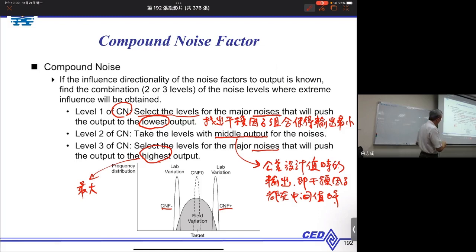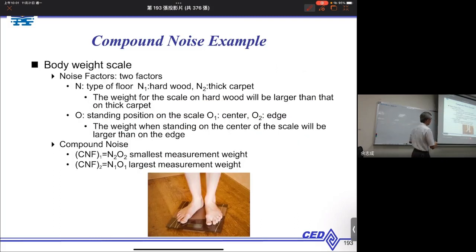Then we can use these 3 particular samples or 2 samples, depending on whether you want to make it 2-level or 3-level, to estimate the SN ratio for each design. Then we can have a good estimation of the influence of the noise factors, and at the meantime, reduce the number of experiments. Let's look at this one example.